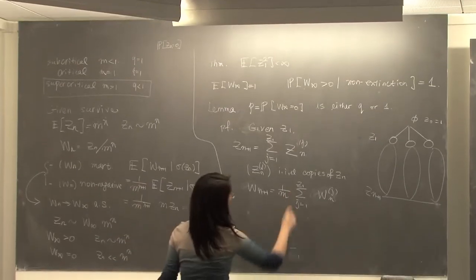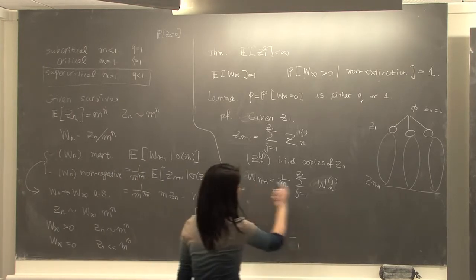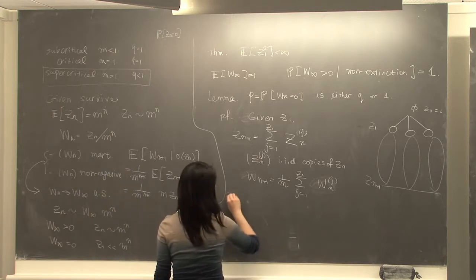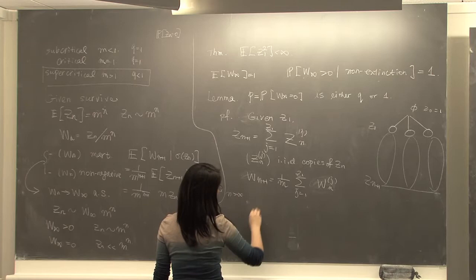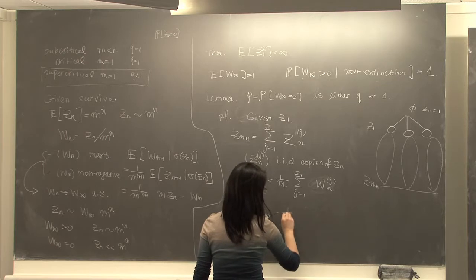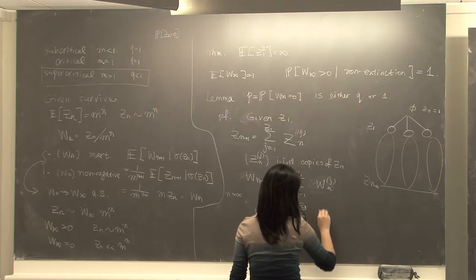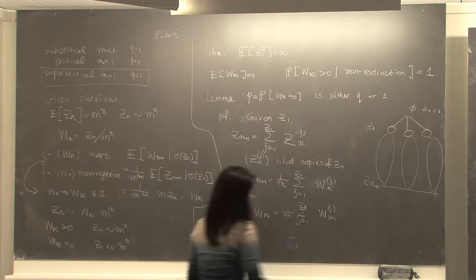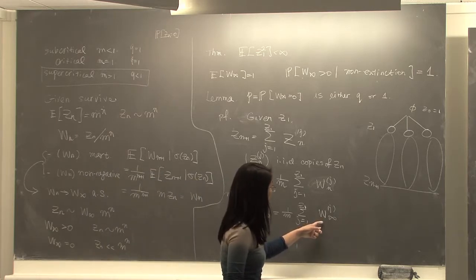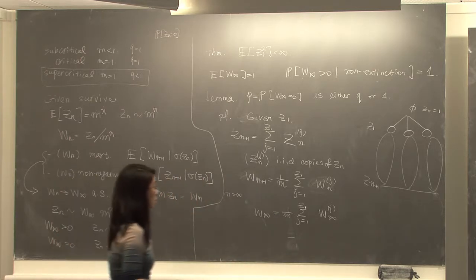Now, given Z1, we let n go to infinity. So we have almost sure convergence of this W_n, and we also have almost sure convergence of the W_j's on the right-hand side. So let n go to infinity. We know that this one will converge to W infinity. And the right-hand side converges to the summation of IID copies of W infinity, almost surely.